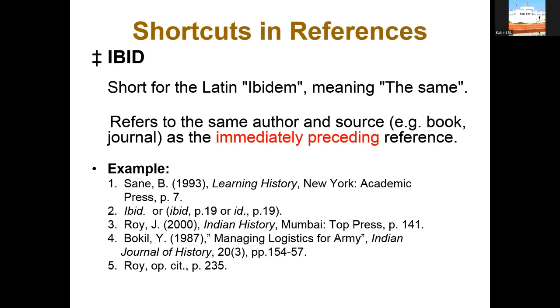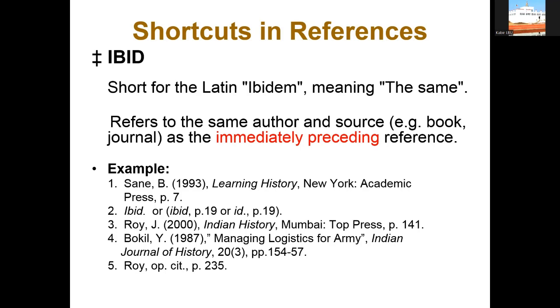Then again, the next reference comes from the same book, but the page number is different. It is not the same page number. So how is it given? Even if the page number is the same, then it is okay. Otherwise, ibid, then comma, p. 19, or sometimes people do not write ibid, but just id. It means that the same book has been repeated, and the page number is 19. This is the way when the name of the book or the name of the author is repeated.